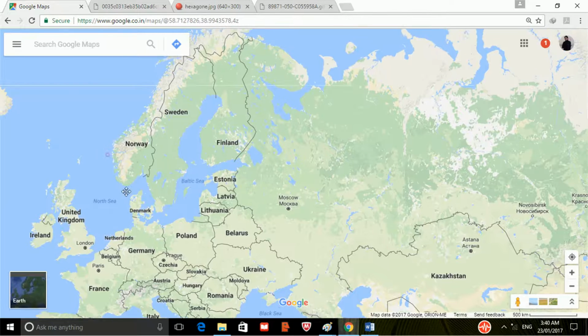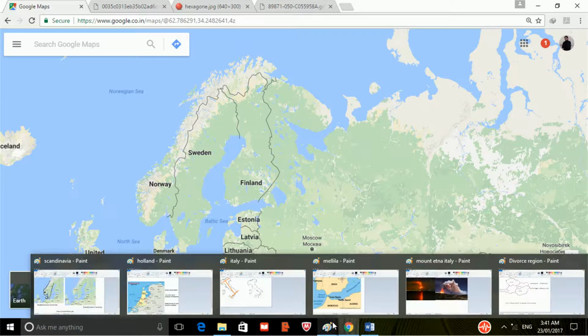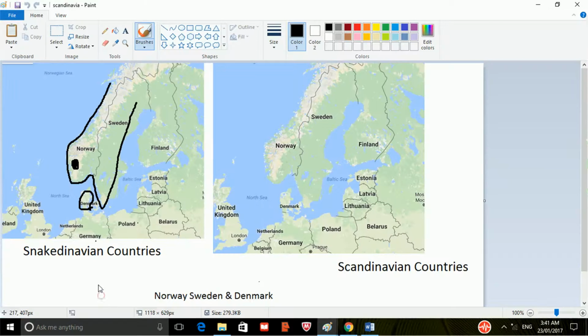Alright, then we have these 3 countries, Norway, Sweden and Denmark. They're also called the Scandinavian countries, and I have a quick trick to remember it. Instead of calling them the Scandinavian countries, I call them the Snake-Dinavian countries, and you see the reason why? It actually looks like a snake about to eat its prey. You see these countries, Denmark, Norway and Sweden.